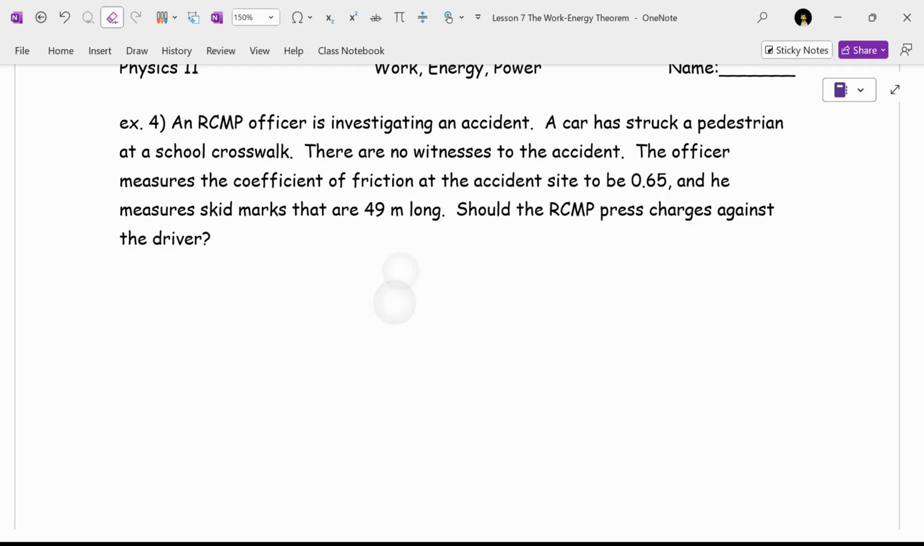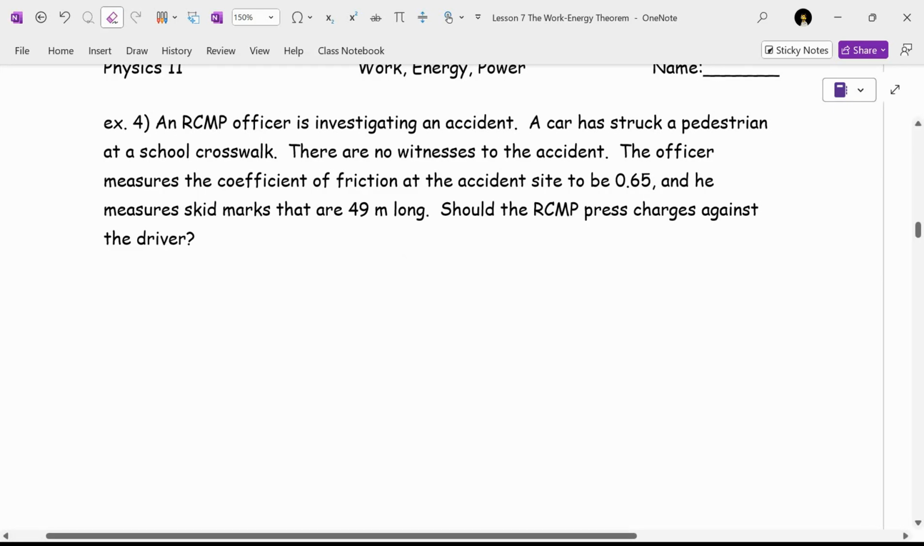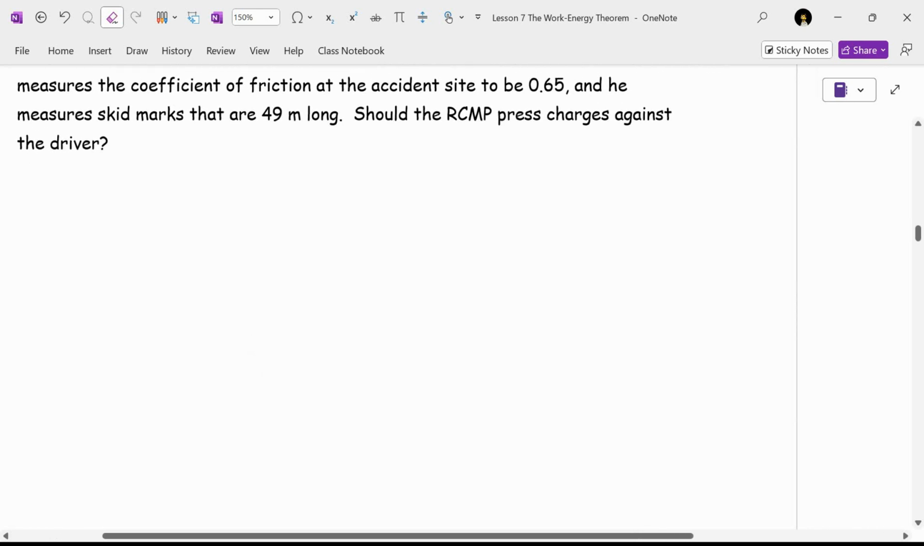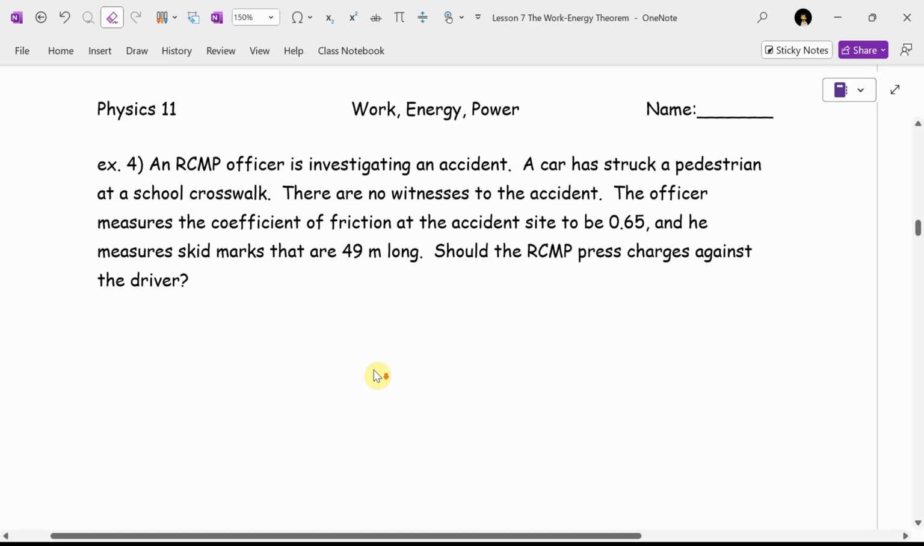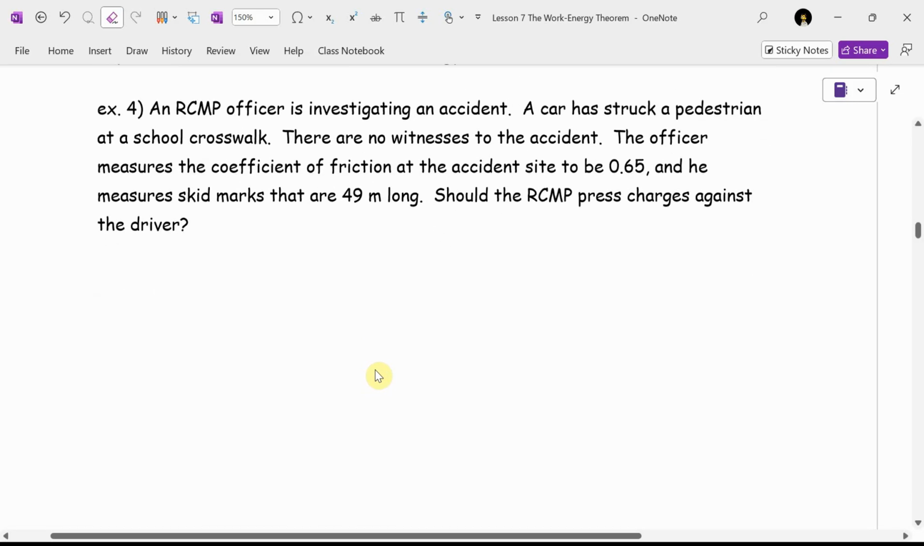What do you think this question is asking us to find? What's going to determine whether or not we press charges? I apologize, I got something on my screen. I've been trying to grab it, not working. Now my touch screen is working. Here. What's it asking us to find? What will determine whether or not we press charges in this car accident?